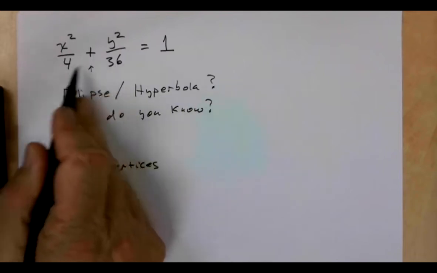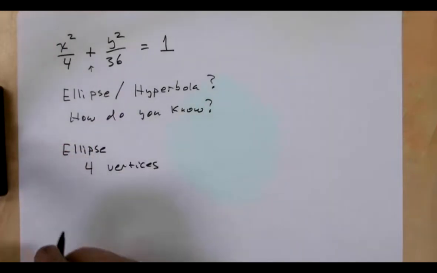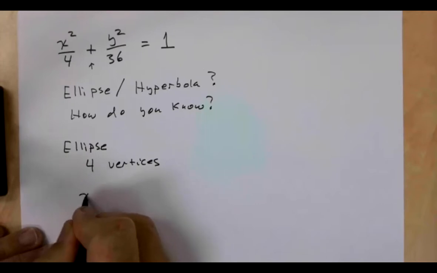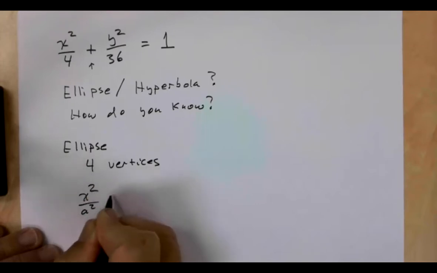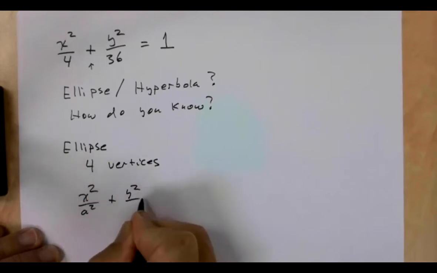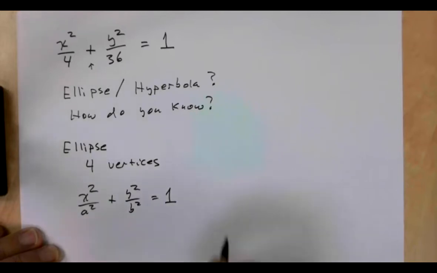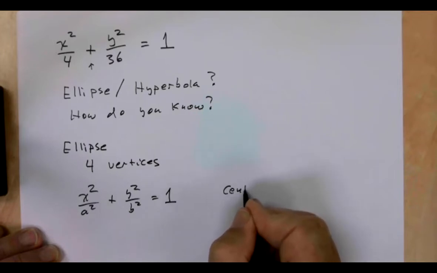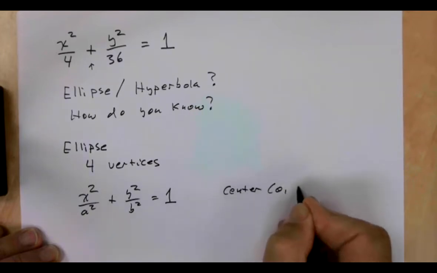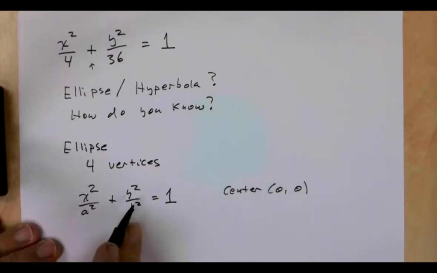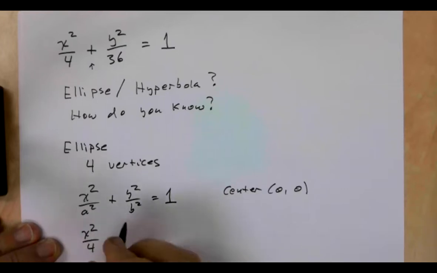The issue is 4 and 36, because our general form for an ellipse, if it starts with x, would be x squared over a squared plus y squared over b squared equals 1. And in this situation, the center is at 0, 0. This is our simplest case. Well, if we're going to compare this to the original, x squared over 4 plus y squared over 36 equals 1.